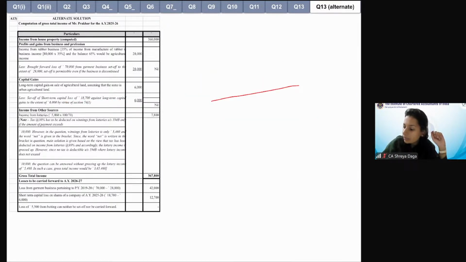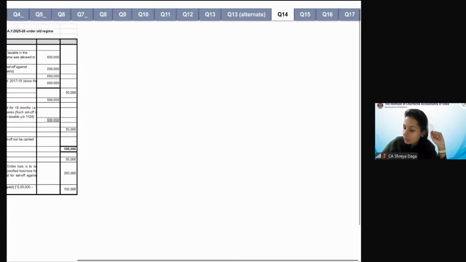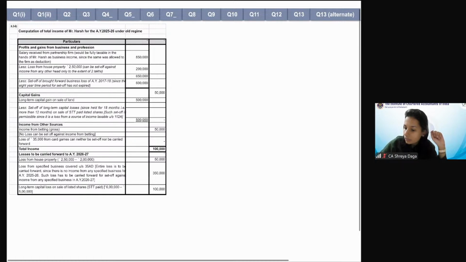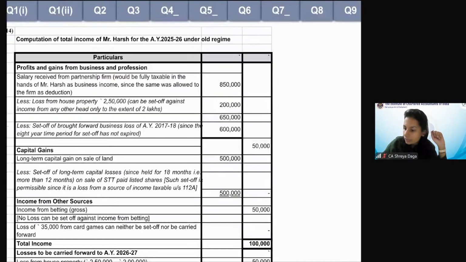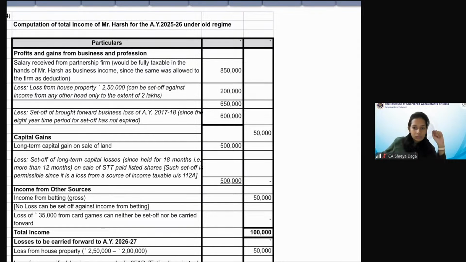Question number 14, please read. Harsh furnishes the following details: compute total income, show income eligible for carry forward, assume he shifts out of the old default regime. So he is in the old regime. Salary received. These are all questions which have been asked in the previous terms. Okay, they are coming for 4 marks. So these are like grabs.